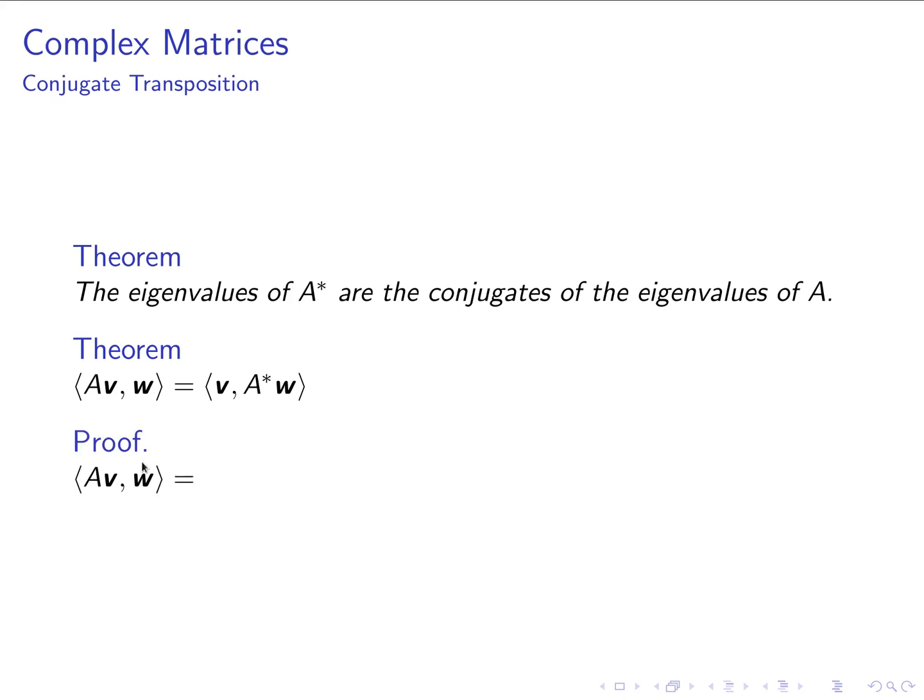And this theorem is easy enough to prove. So if we're looking at the inner product of Av with w, by definition, that's the same thing as Av conjugate transpose multiplied by w. And since conjugate transposition is an order reversing involution, we can reverse the order of Av conjugate transpose to get v star A star times w. And now we can regroup our parentheses to obtain v star times A star w. And this is exactly how v inner product with A star w is defined.